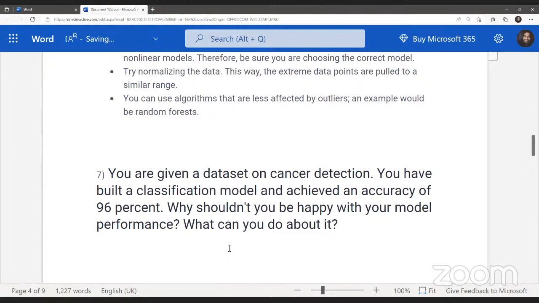So as we jump into the next question, you are given a data set on cancer detection, and you have built a classification model and achieved an accuracy of 96%. So why shouldn't you be happy with your model performance? What might be the reason? If anyone knows the answer, try to ping me in the chat box and we'll discuss the answer within a minute.